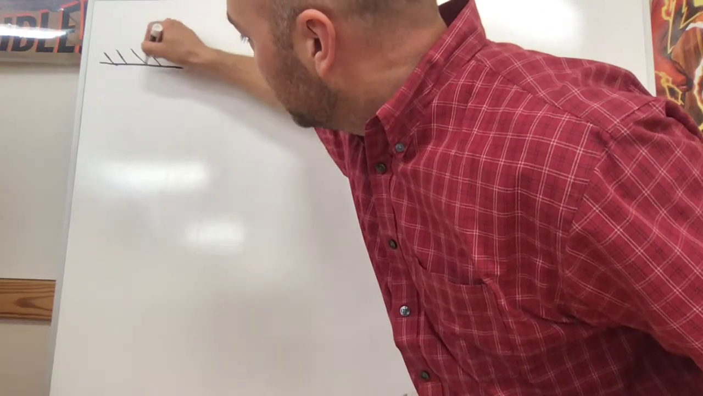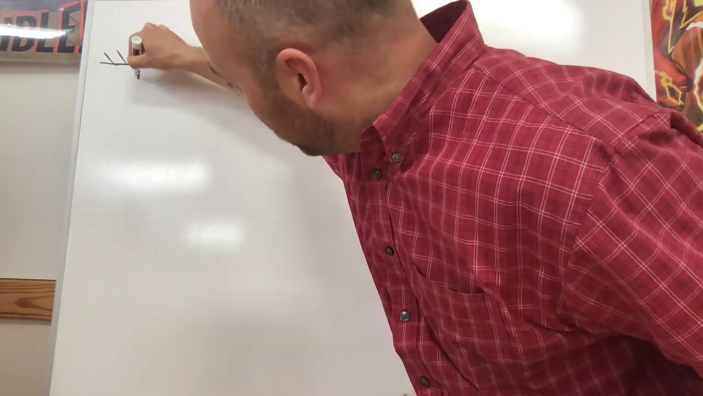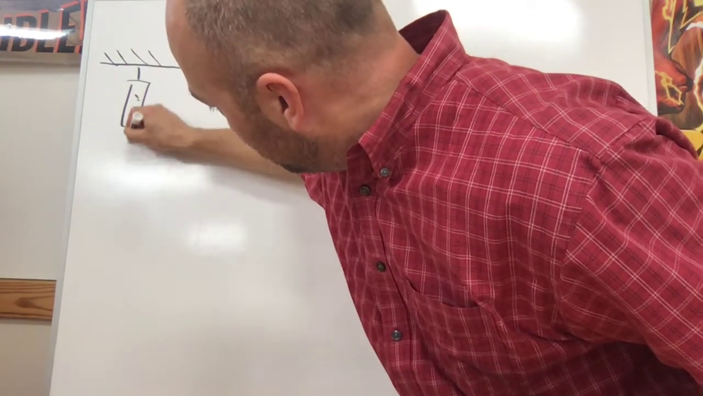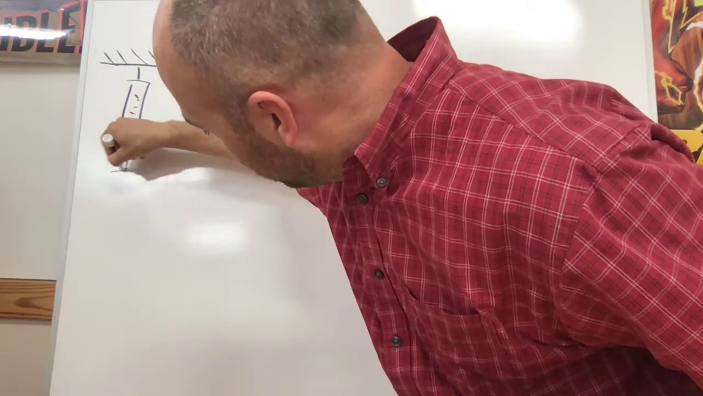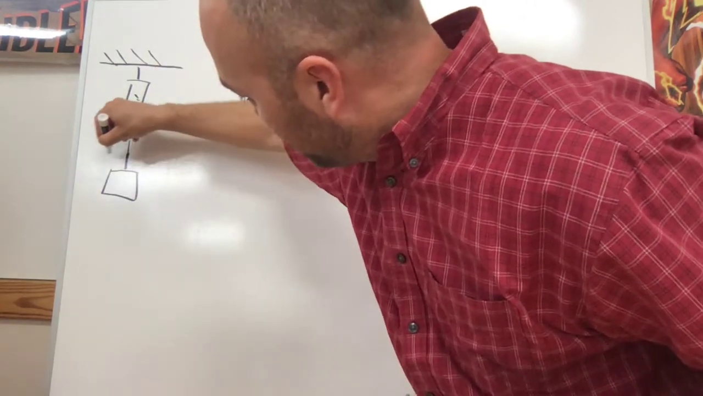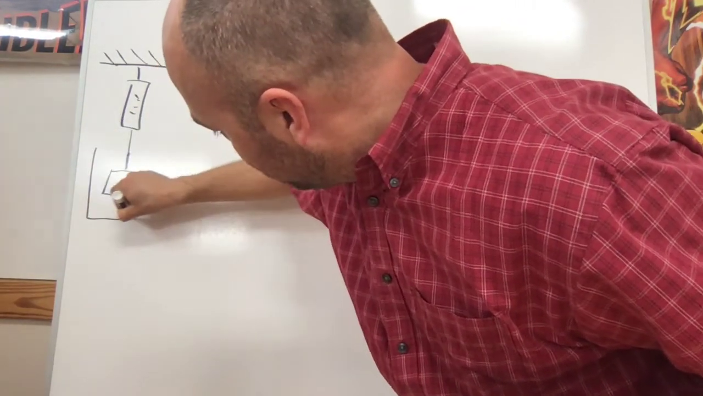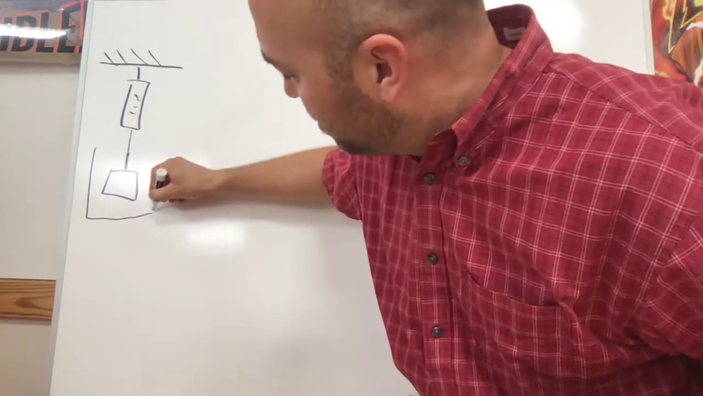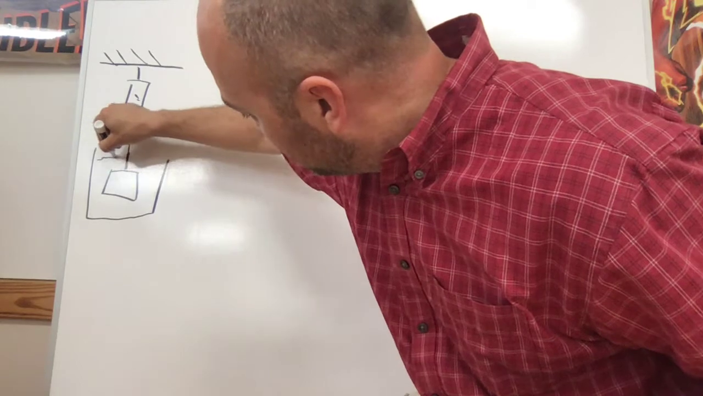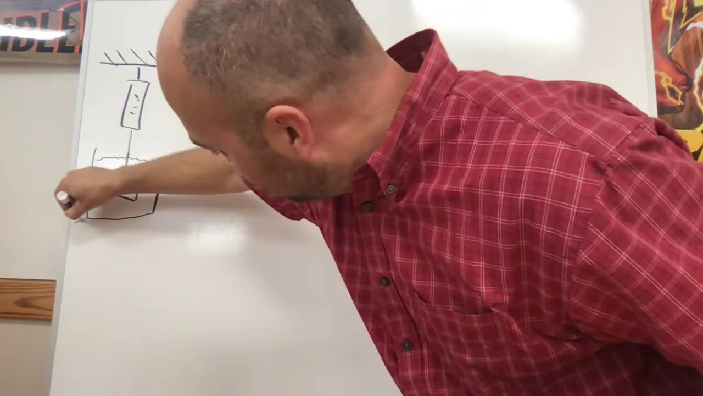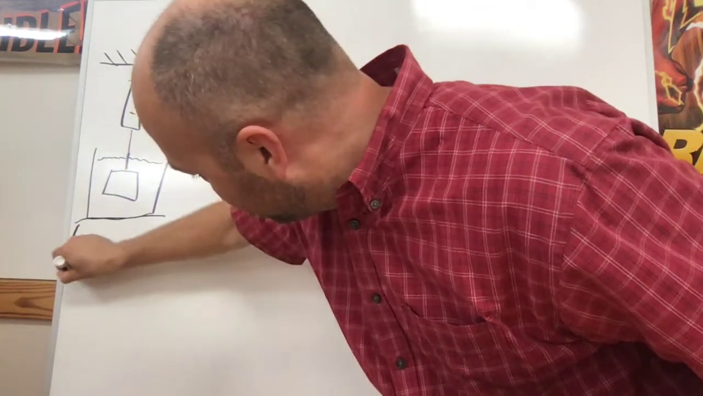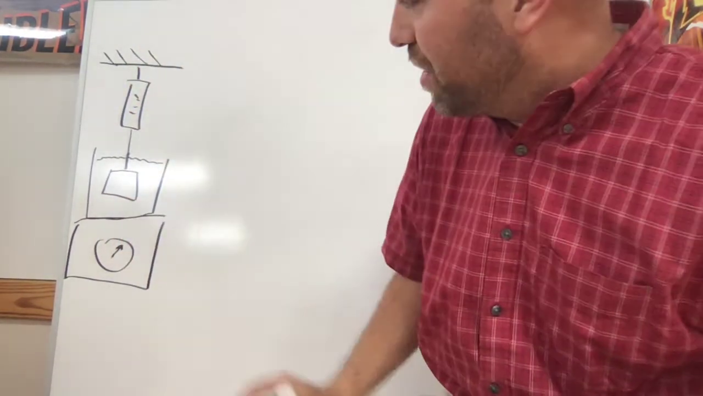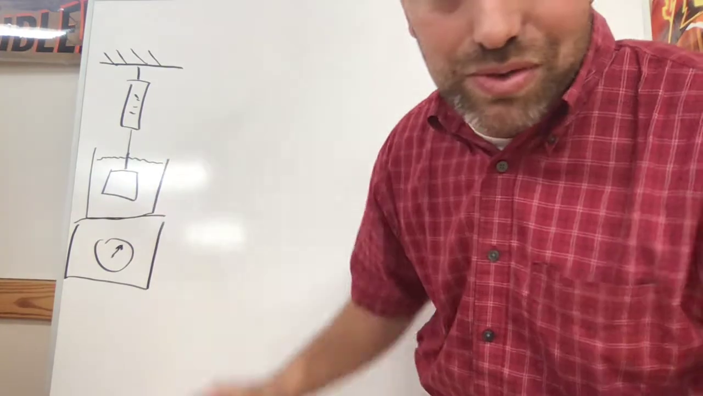So here's the ceiling, and then you've got a spring scale, and hanging off of that you have a mass, and that mass is in a beaker of oil. And this is sitting on a scale down here. And the question is, what are the two readings on the two scales?